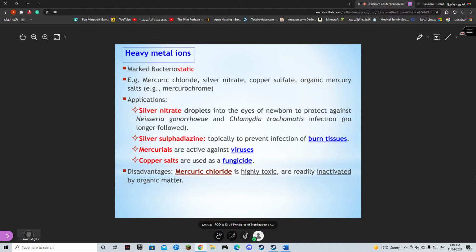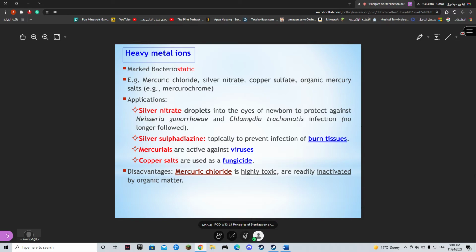But since 1960 they are not using this one. Now we use erythromycin and other types of antibiotics in the neonate. We also screen the mother for gonorrhea. If she is suffering from gonorrhea, we apply the antibiotic to her too.